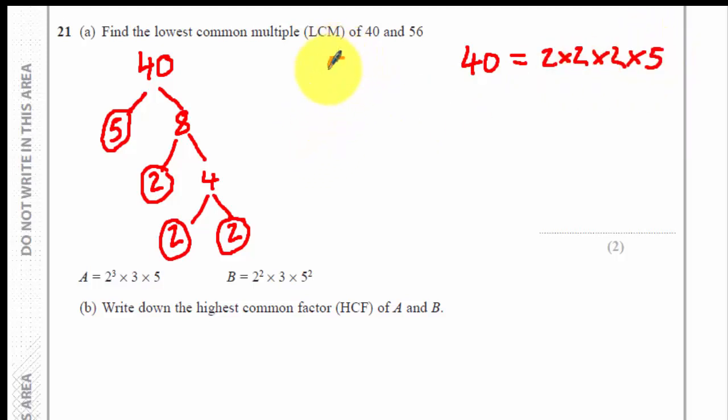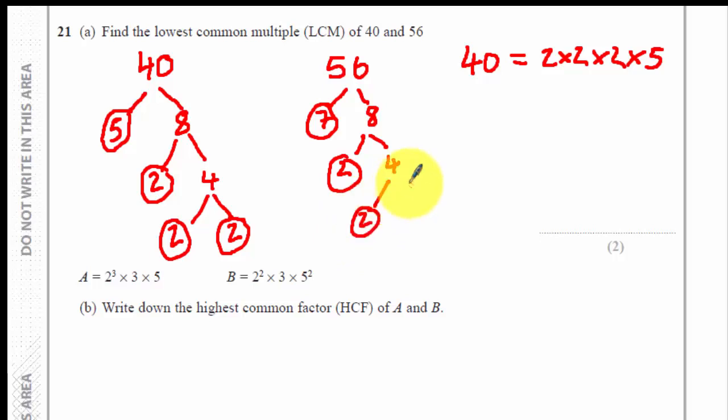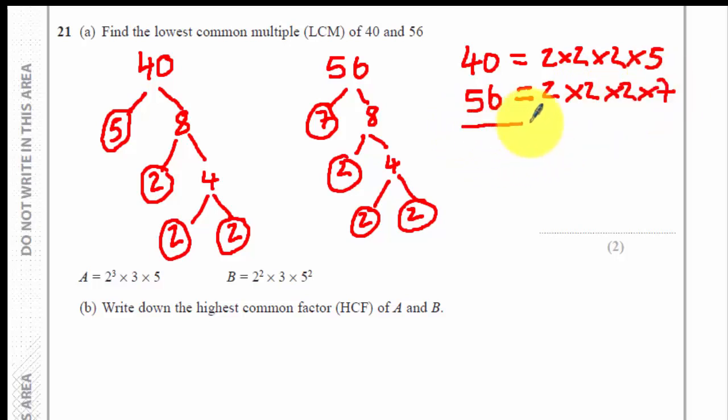Now we have to do the same thing for 56. I know that 7 times 8 is 56, so 7's prime. 8 is 2, which is prime, times 4, and the 4 is 2 times 2. So 56 is written as 2 times 2 times 2 times 7.